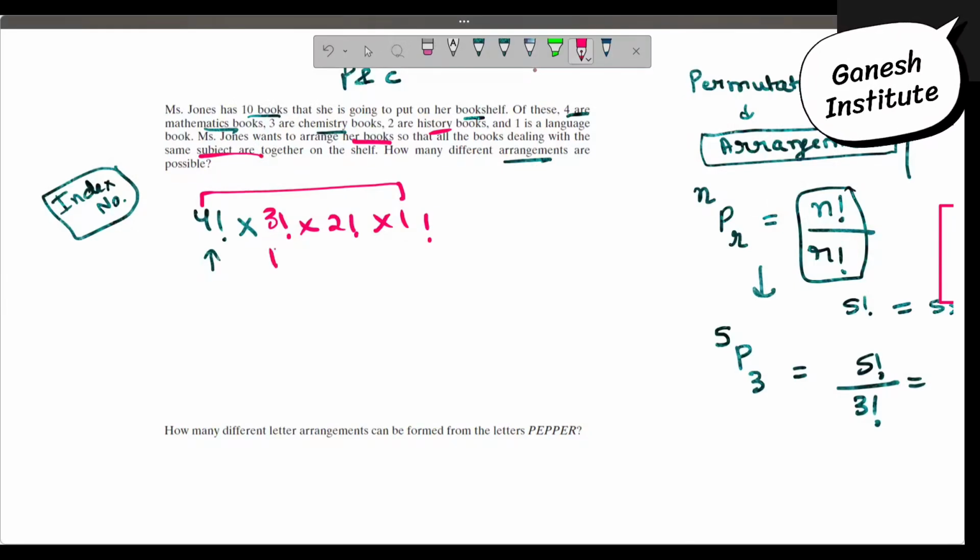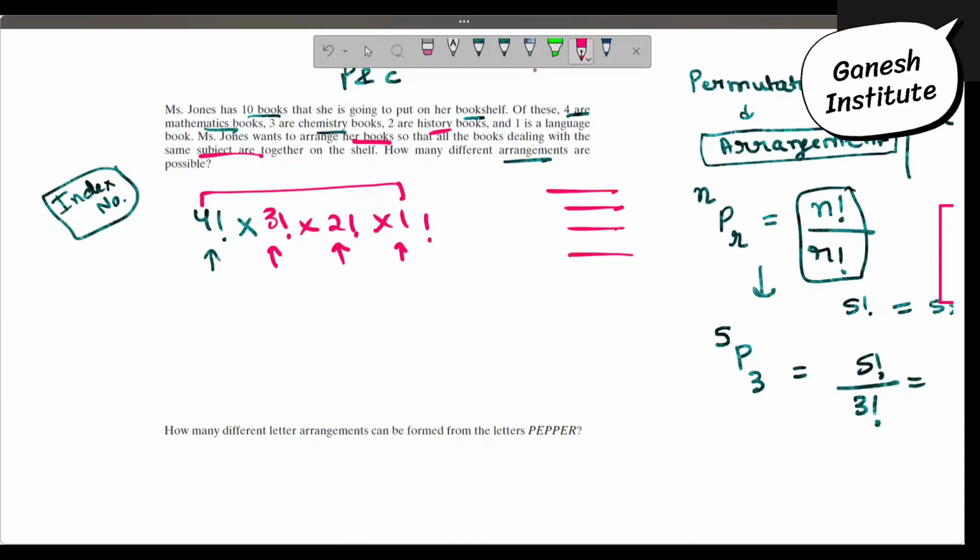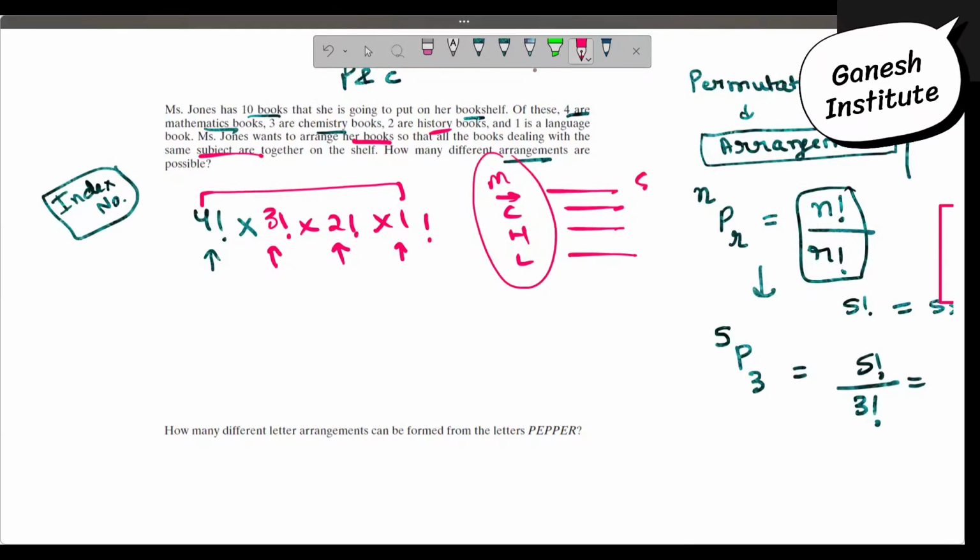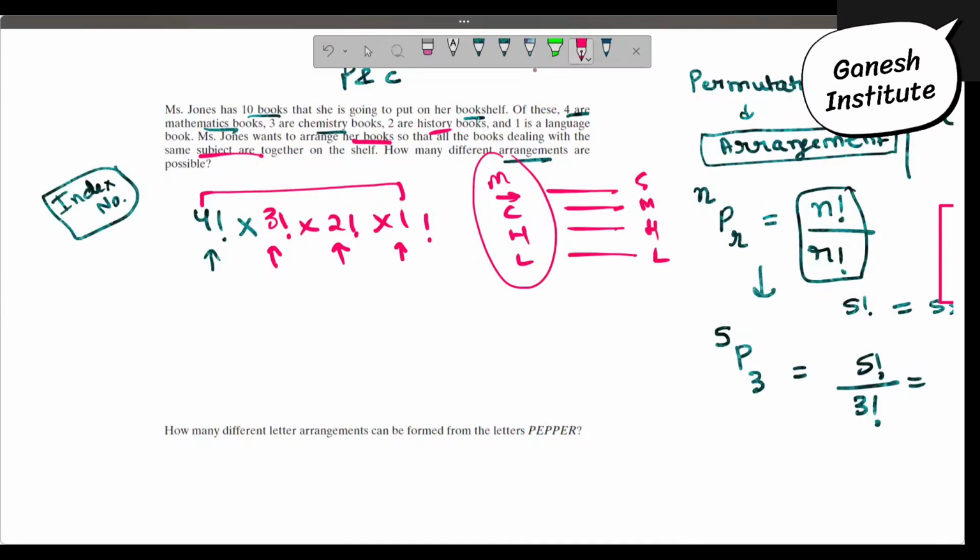So that means 1, 2, 3, 4 other arrangements are also required because let's say she has put maths books in the first row, chemistry books here, history books here, and language books here. But these 4 have their different arrangements. Chemistry can go first, maths can go second. So for that, you need to apply 4 factorial.